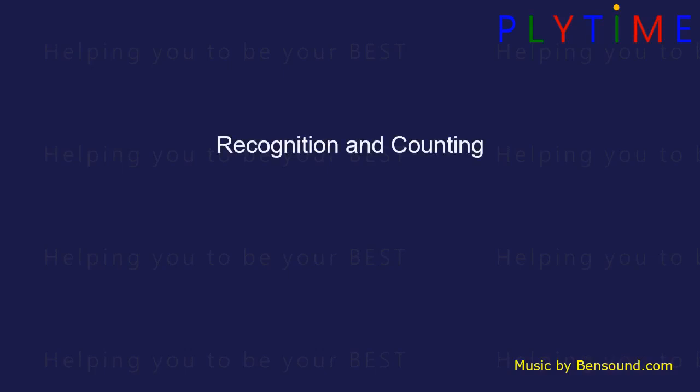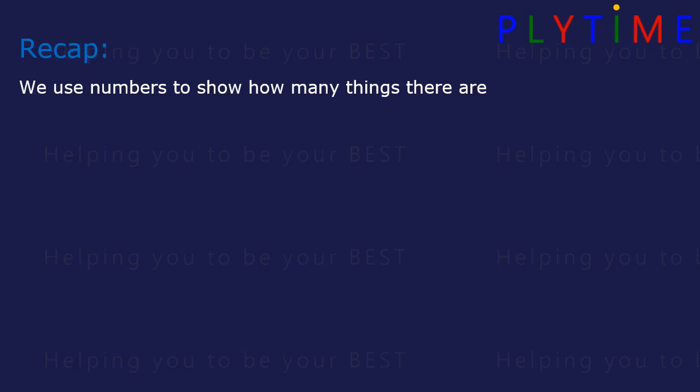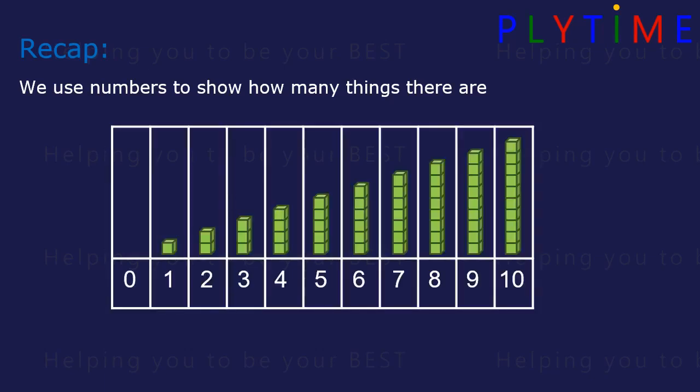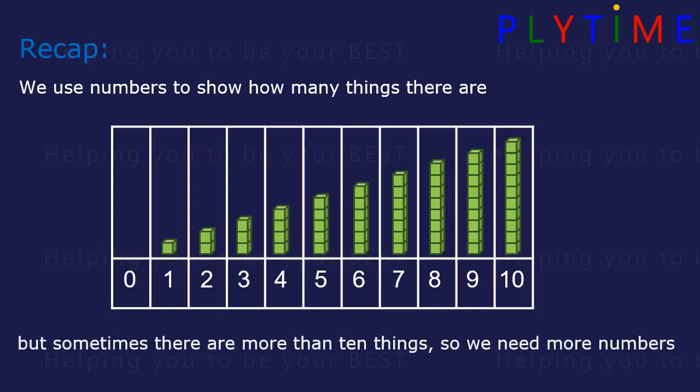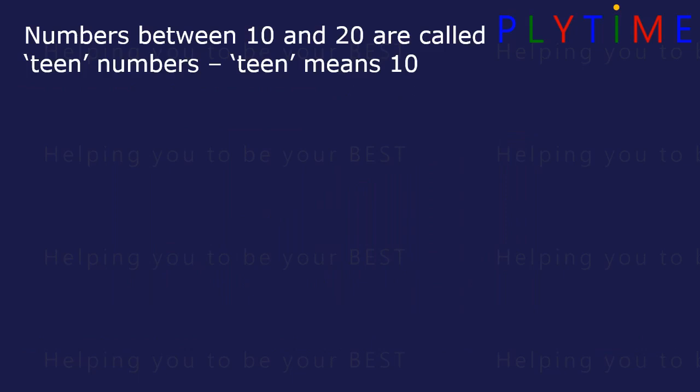Recognition and counting. Read and write numbers to 20. Recap. We use numbers to show how many things there are. Here are the numbers 1 to 10. Sometimes there are more than 10 things, so we need more numbers. Numbers between 10 and 20 are called teen numbers.